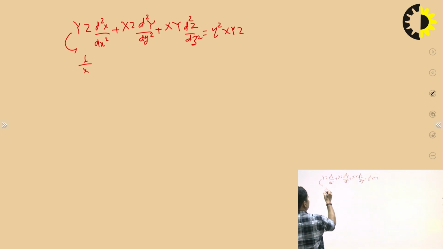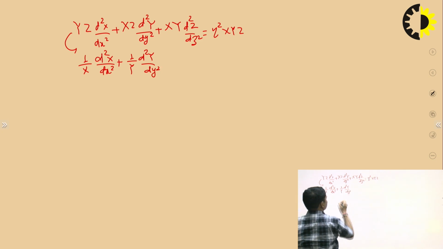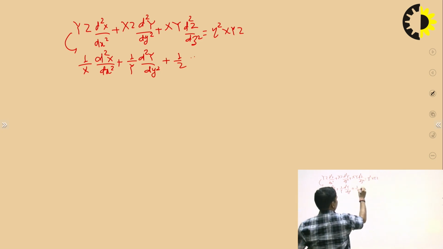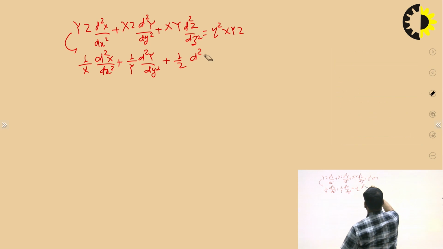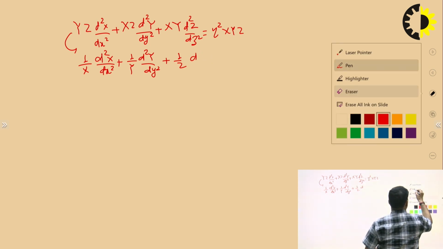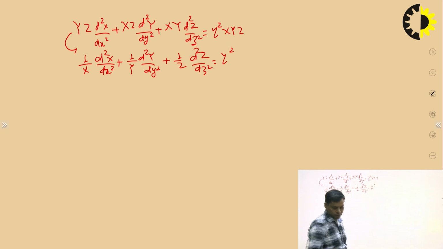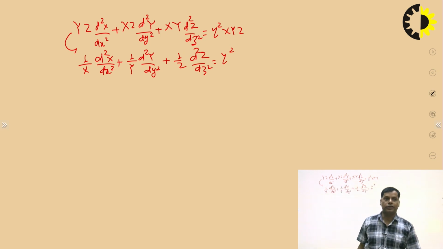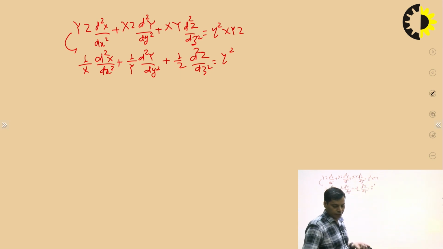So we can write it like this: 1 upon x d square x over dx square plus 1 upon y d square y over dy square plus 1 upon z d square z over dz square is equal to gamma square. So we can now write this equation in this form. This is the solution for the equation of A.